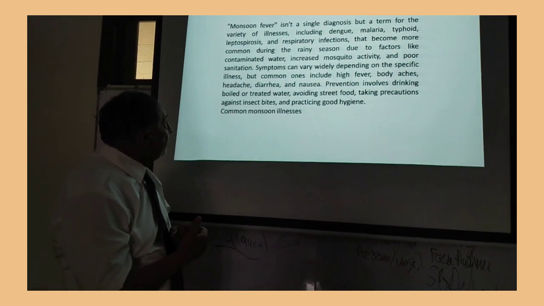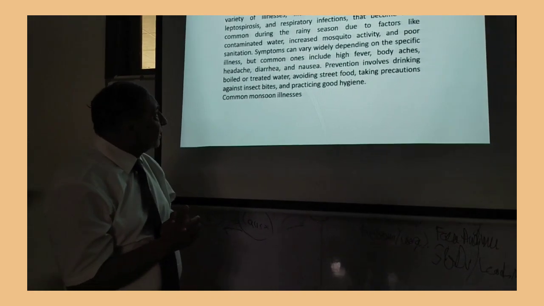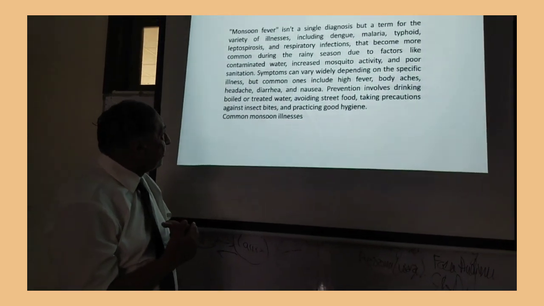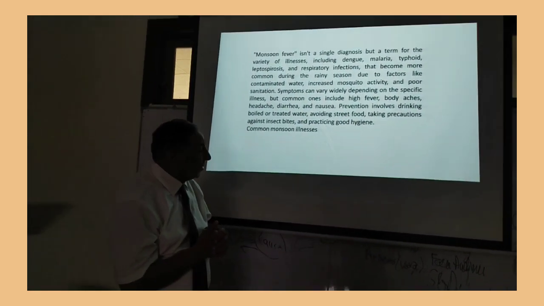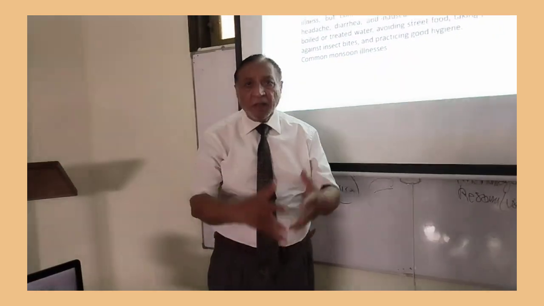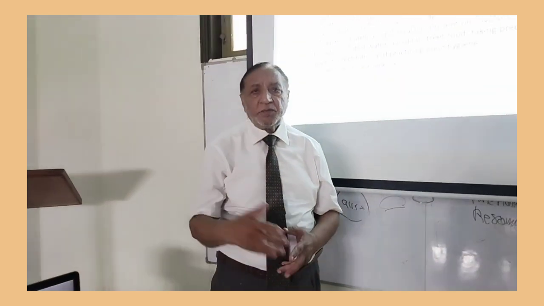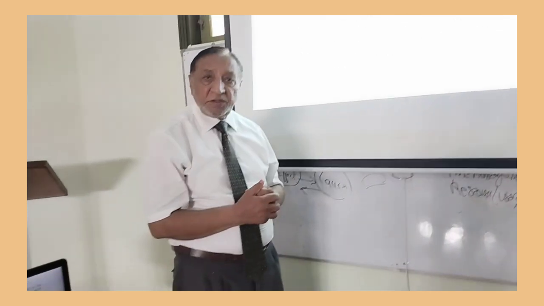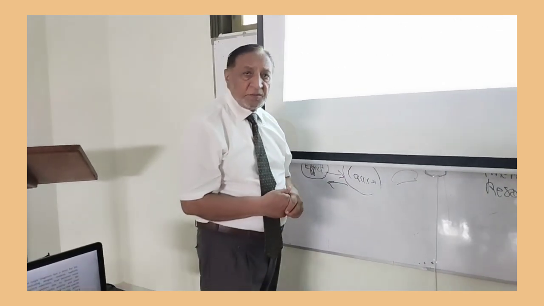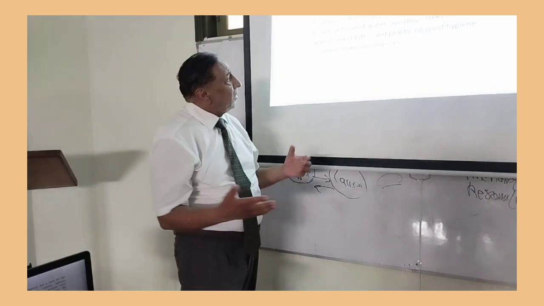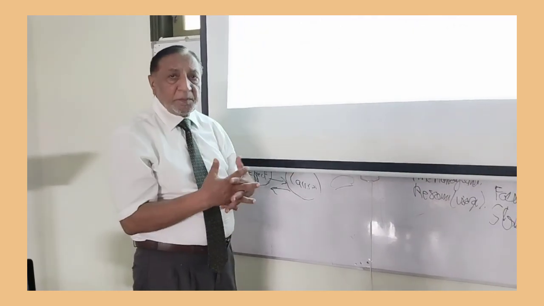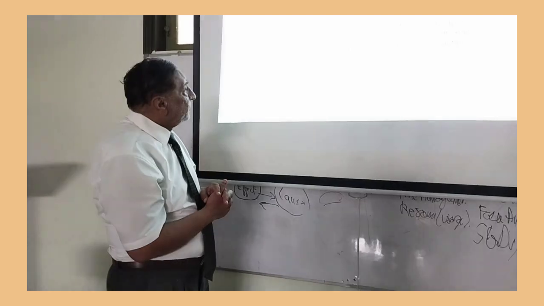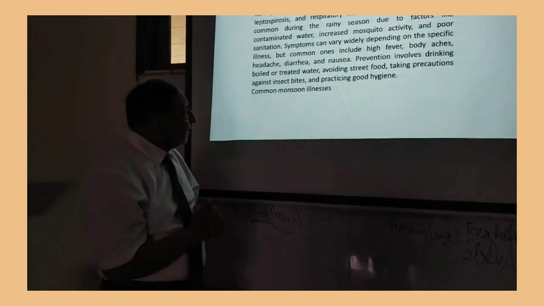It is a term for a variety of illnesses including dengue, malaria, typhoid, leptospirosis and respiratory infection. You can see how many combinations there are. Normally we divide diseases into digestive diseases, respiratory diseases, muscular diseases, and other kinds of disease. But here you have an amalgam or a combination of that, which becomes more common during the rainy season.